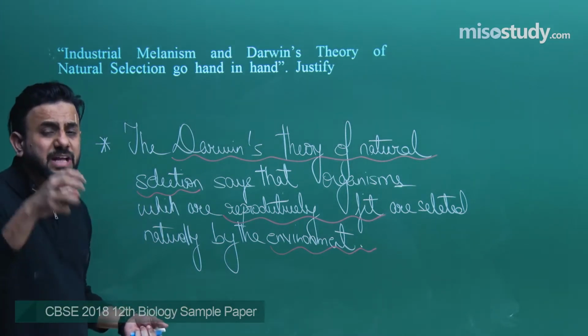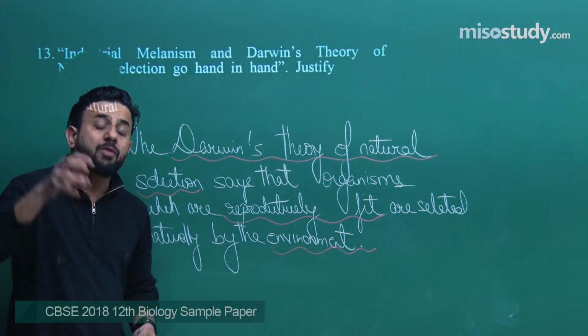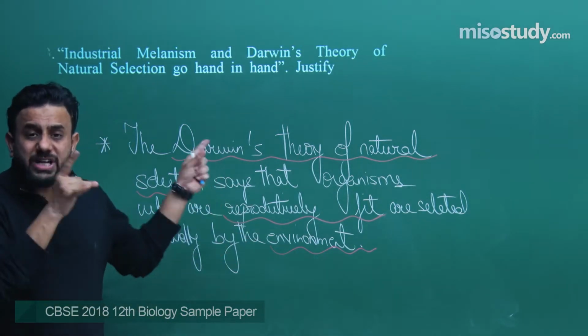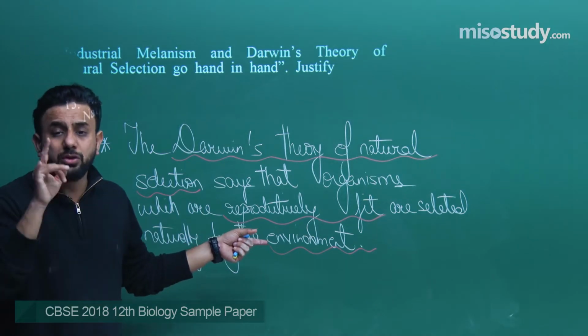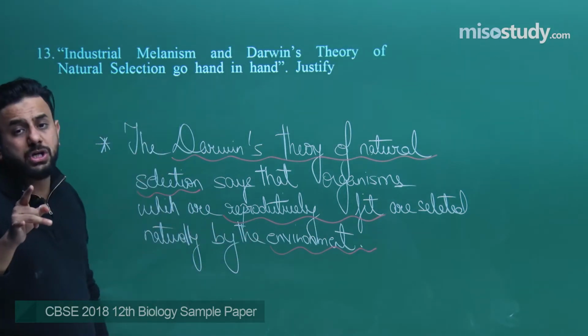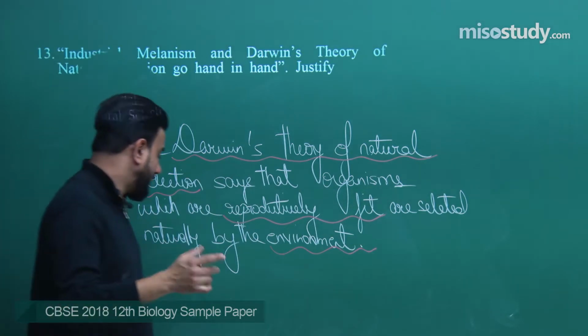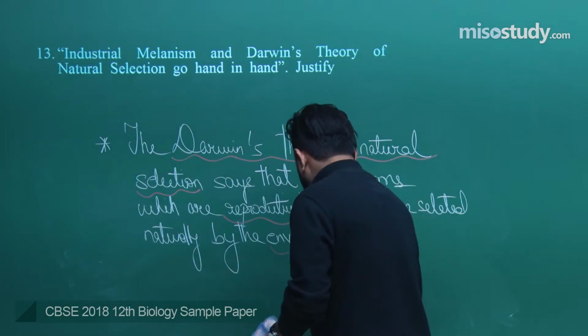That is, there will be selection by nature of the fittest animal, the animal which has adjusted to the environment, and only those things will be picked up by natural selection. Got it? Great. Now we move on to the next question.